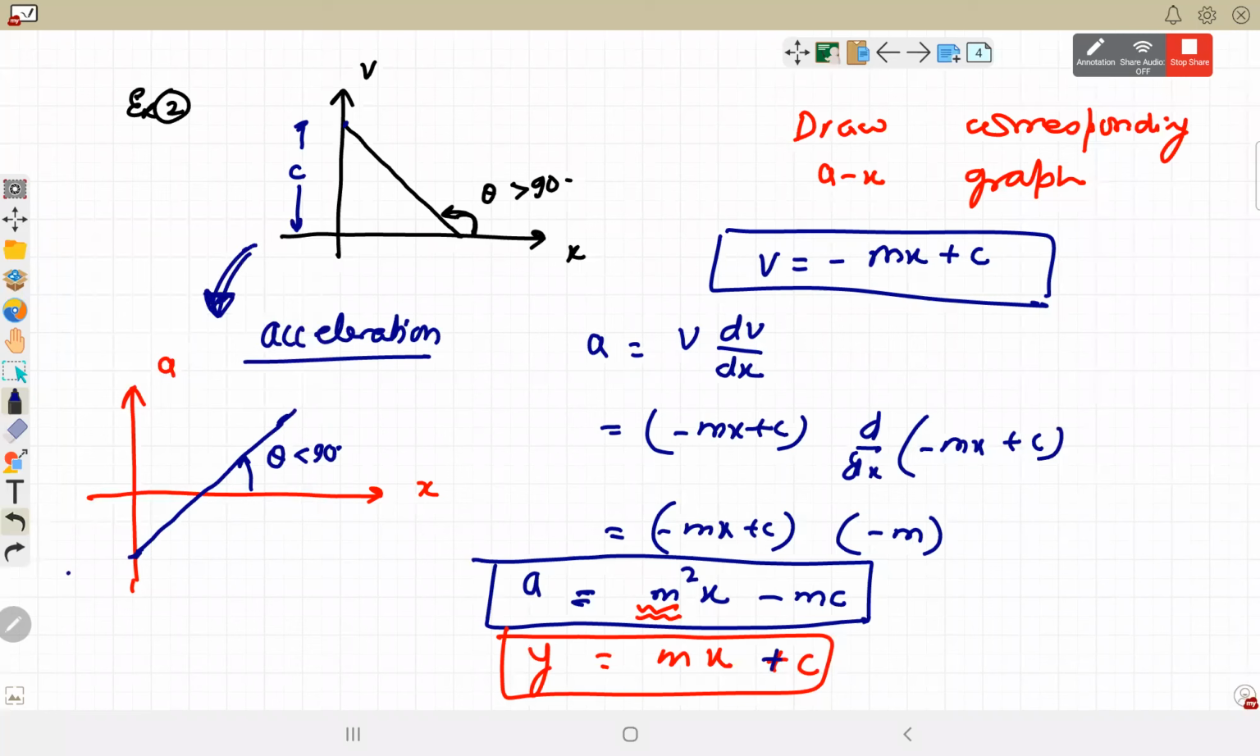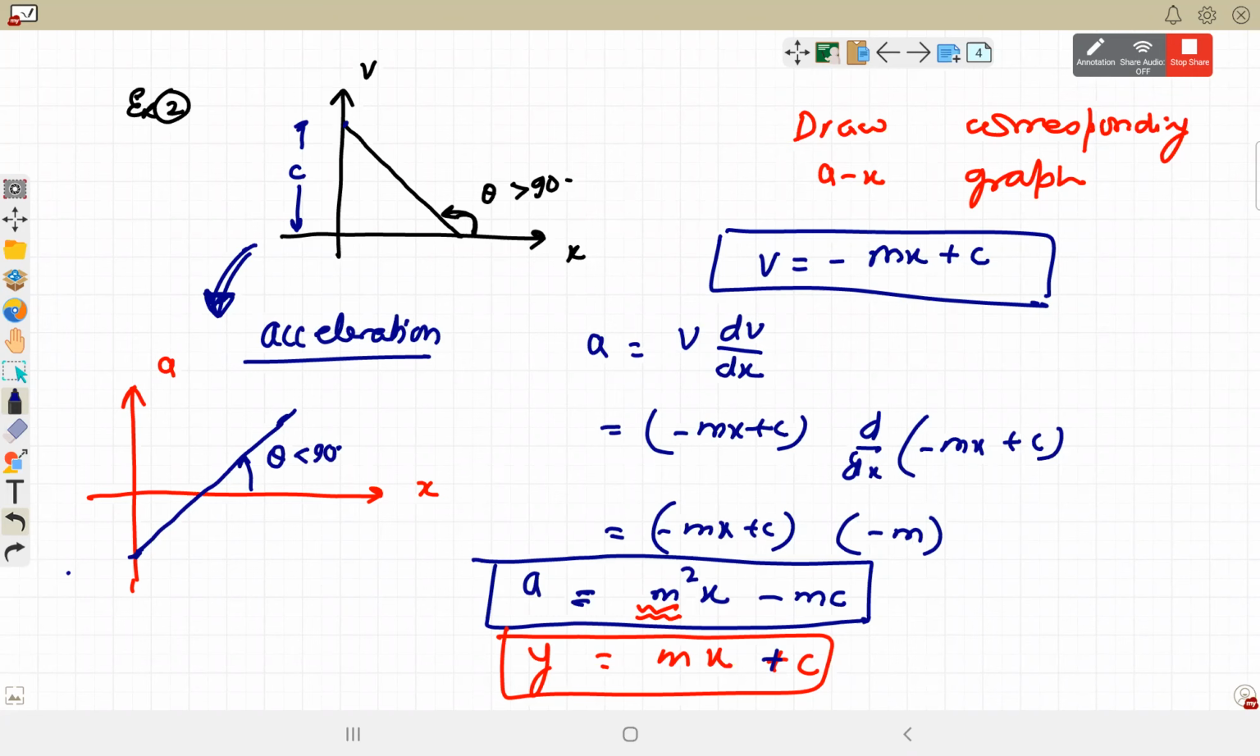So it's not always true that the Vx graph will be the same as the Ax graph, or that it will always be a similar graph. No. It will depend upon that relation. So we need to first find that relation by using a little bit of maths.